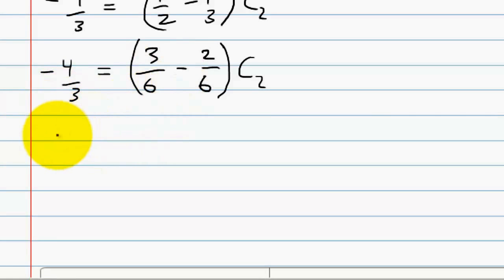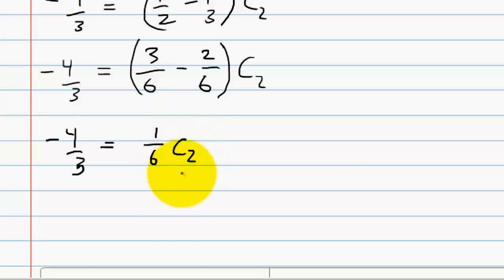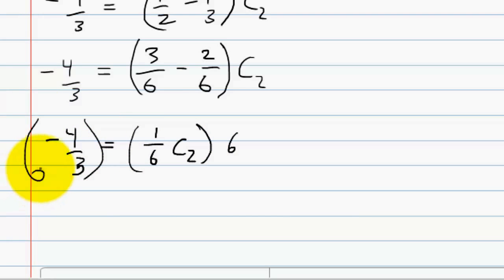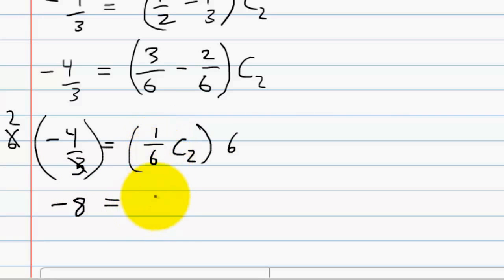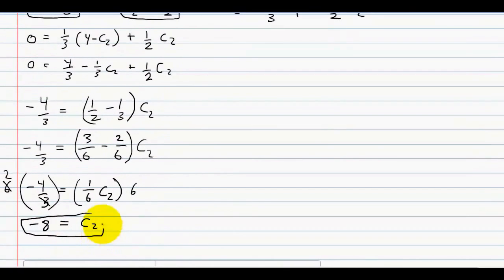Okay, so now that's going to be negative 4/3 is equal to 1/6 c2. Now I'm going to multiply both sides by 6. So 6 times this, 3 goes into 6 twice, so that's going to be negative 8. 6 times this is just going to be 1, so c2 is going to be equal to negative 8.